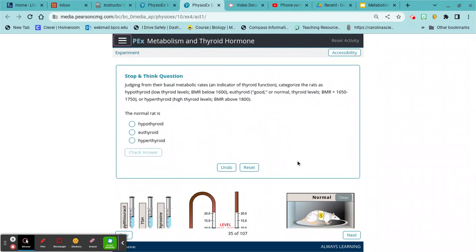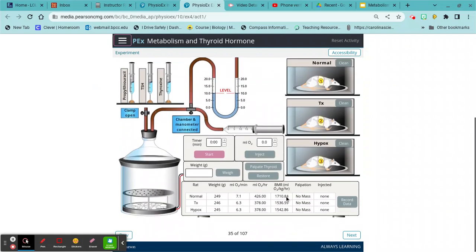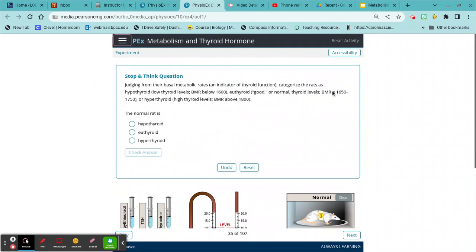So let's look at some of these. Judging from the basal metabolic rate, an indicator of thyroid function, categorize the rats as hypothyroid, which is low thyroid levels, BMRs of below 1600; euthyroid, which just means good, normal thyroid levels, 1650 to 1750; or hyperthyroid, which means higher, above 1800. So for the normal rat, it's 1710, which is a normal range. So we're just going to say normal.